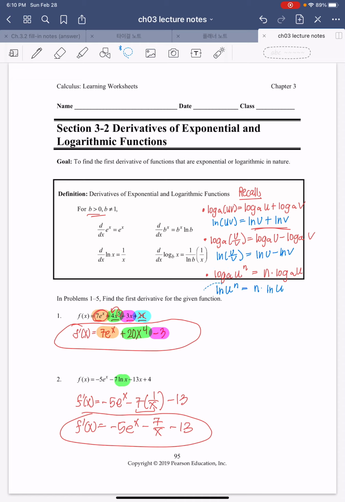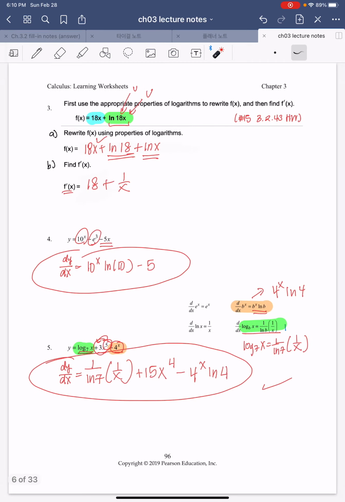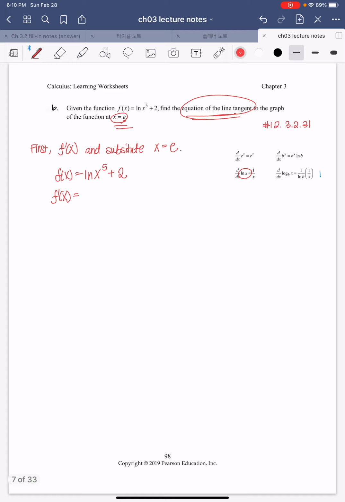You can rewrite this power as a product. So n times ln u. So that's what I'm going to do. Because once I rewrite it into a product, then this is a single ln u, so I can use this one. Okay, so let's do that. I don't want to use derivative notation because I haven't taken the derivative. This still is algebra, so 5 times ln x plus 2.